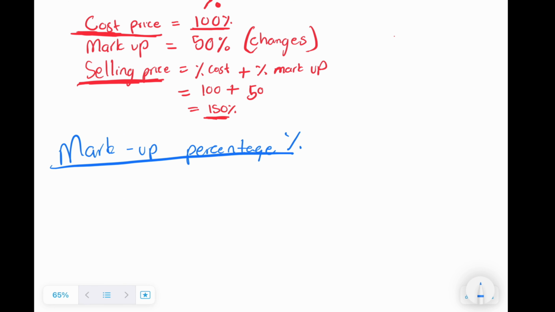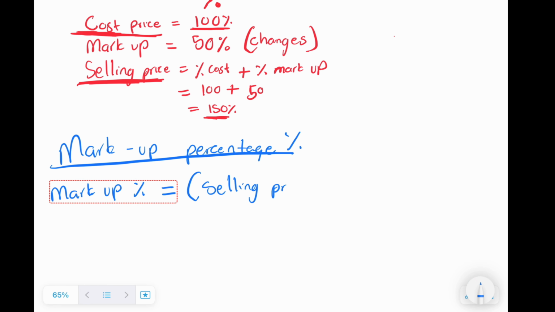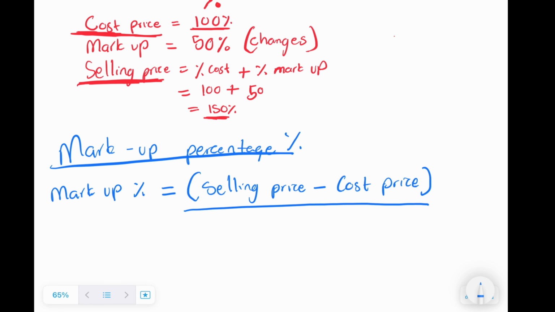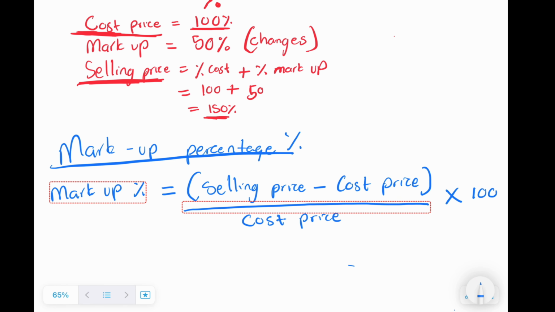So the formula to calculate markup percentage is: markup percentage equals, open bracket, selling price minus cost price, okay? And then you divide this by cost price, and then you multiply all of them by 100. Okay, that is the formula. So to get your markup percentage, you say selling price minus cost price, you divide that by cost price, and then you multiply by 100. Okay.